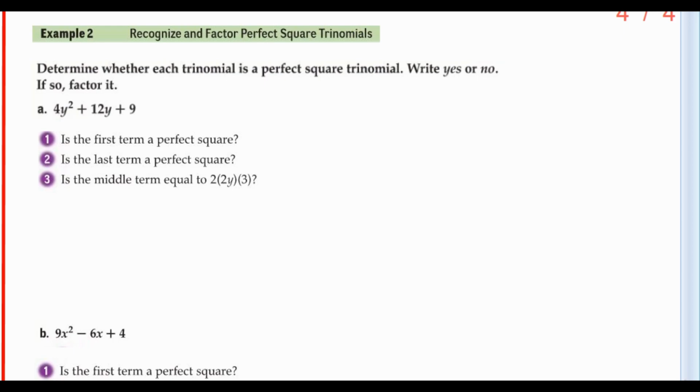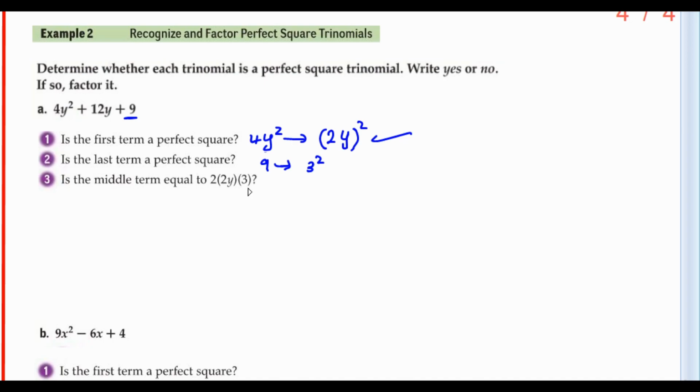The first one: is the first term a perfect square? Here, what is the first term? It's 4y to the power of 2. It can be written as (2y) all to the power of 2. So yes, it's a perfect square. What about the third term? Is 9 a perfect square? Yes, 9 is a perfect square. Why? Because we can write it as 3 to the power of 2.